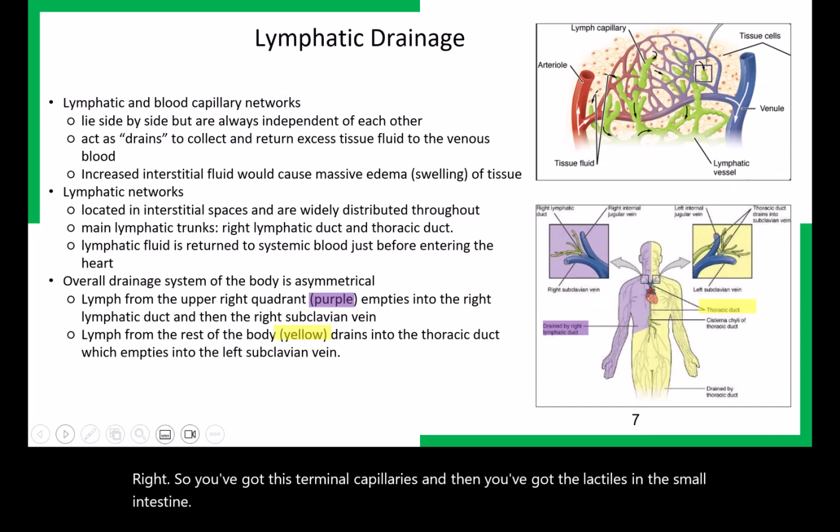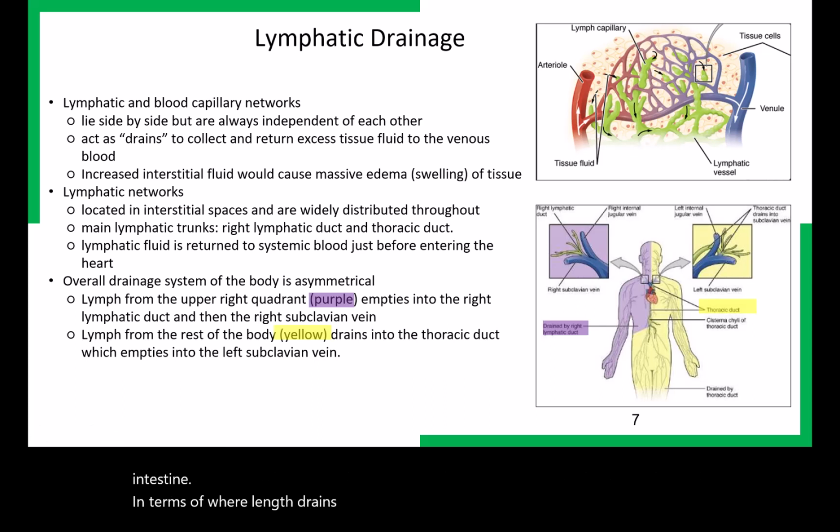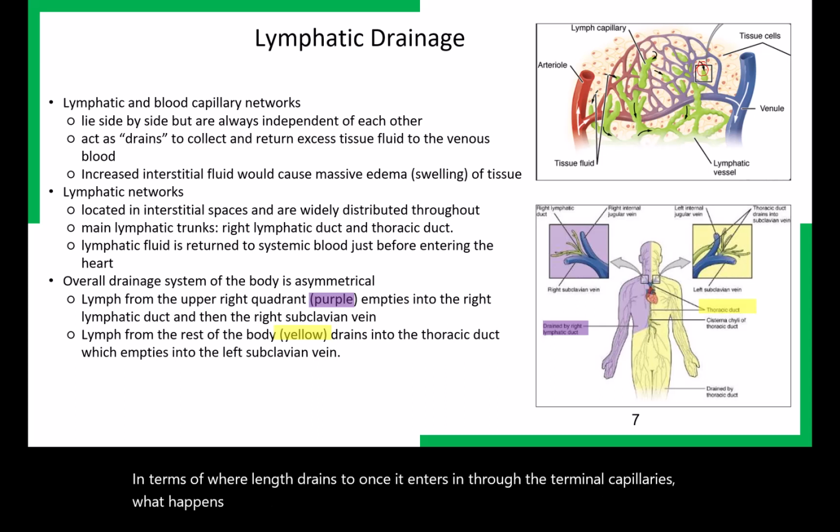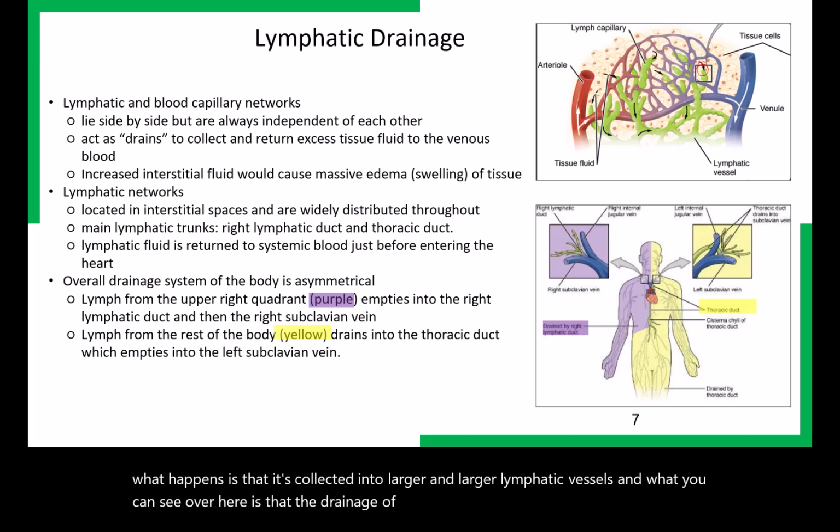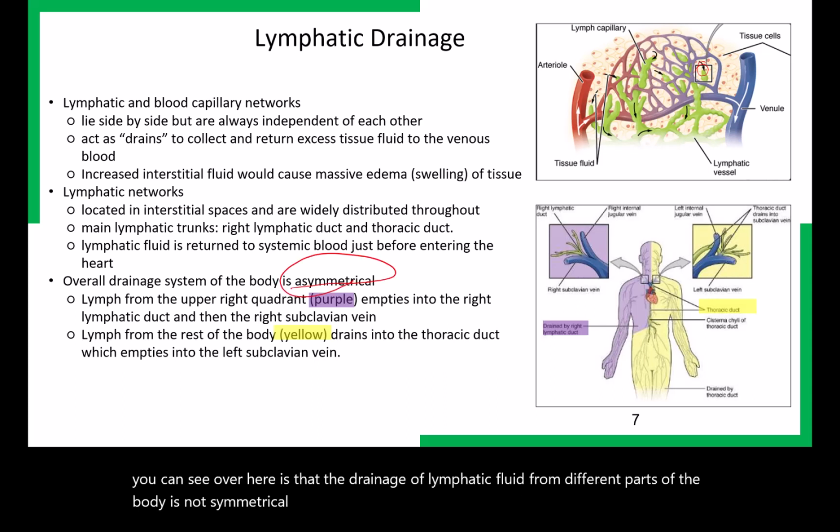In terms of where lymph drains to, once it enters through the terminal capillaries, it's collected into larger and larger lymphatic vessels. What you can see over here is that the drainage of lymphatic fluid from different parts of the body is not symmetrical. So it's asymmetrical.